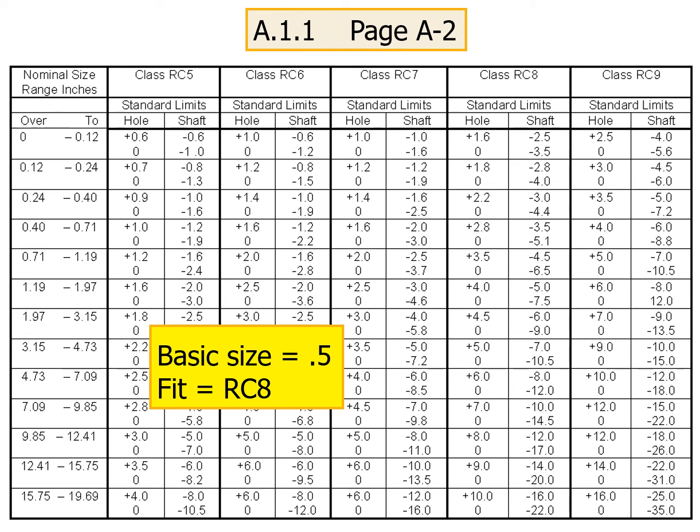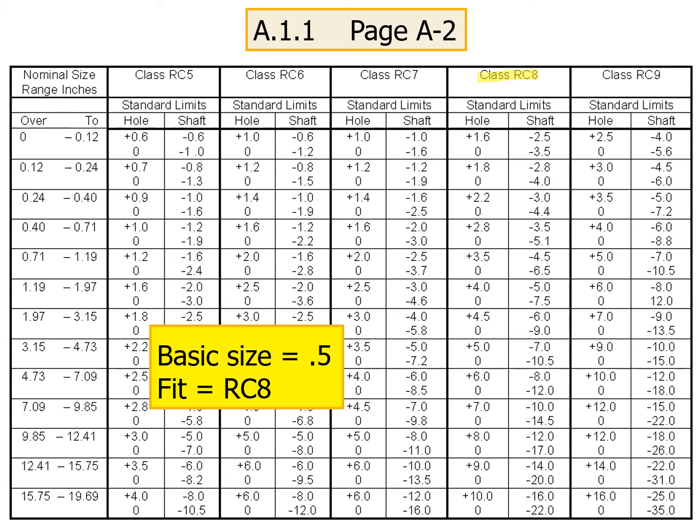This is the table A.1.1 in your textbook. Now, as we mentioned, we have a basic size of 0.5. We have a fit, which is RC8. And the way to look at that is just look at the coordinates. You have a row, you have a column. The column represents the kind of fit, where the kind of fit is RC8, so it's going to be in this column here.